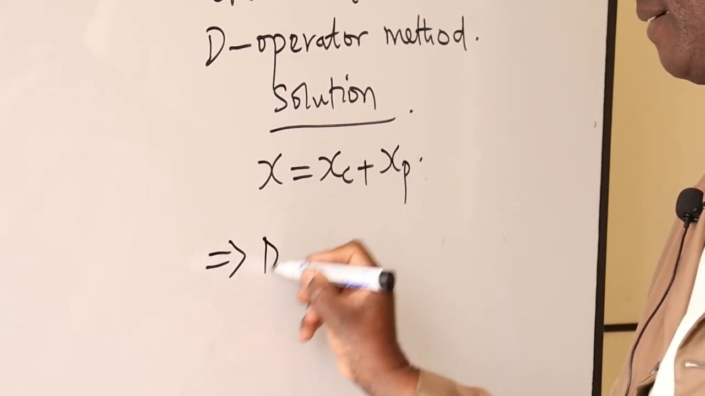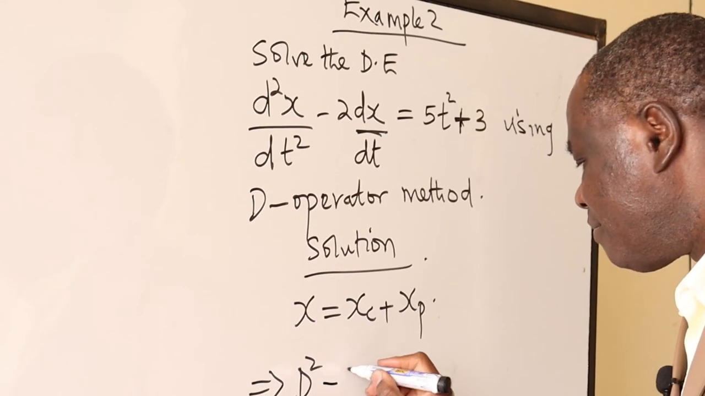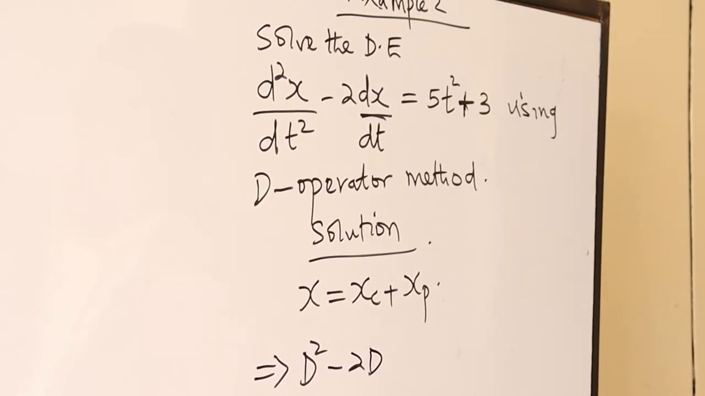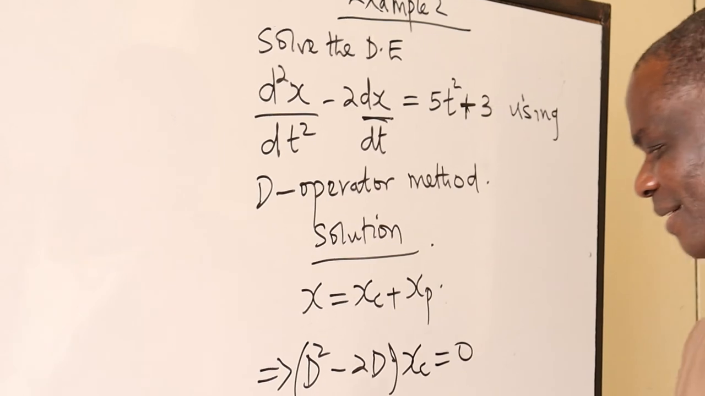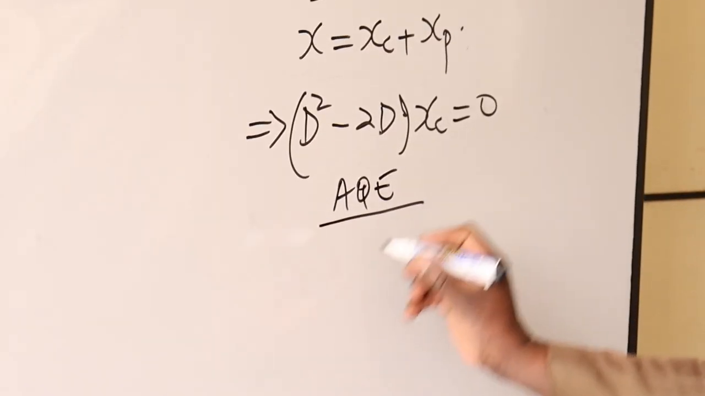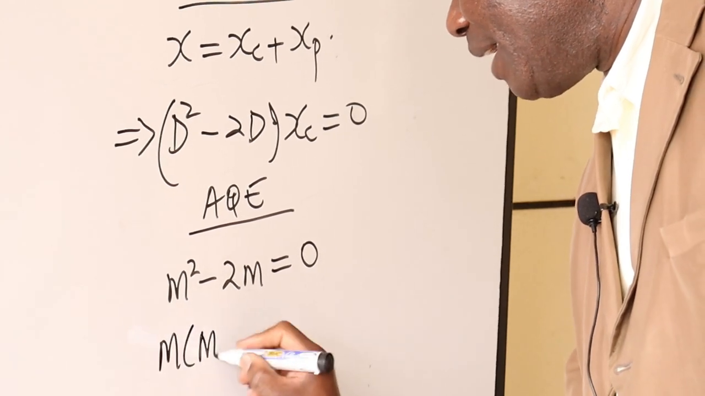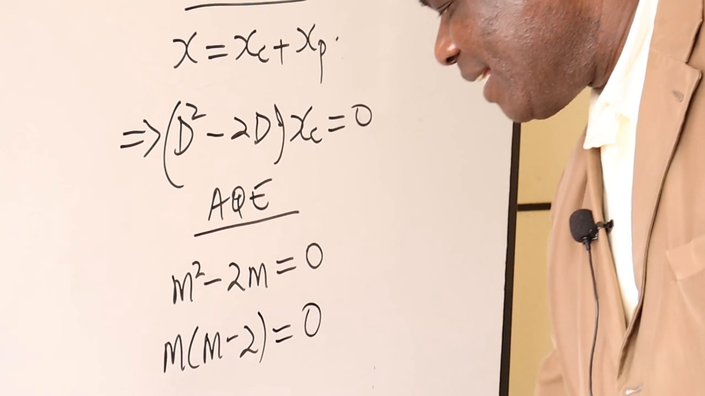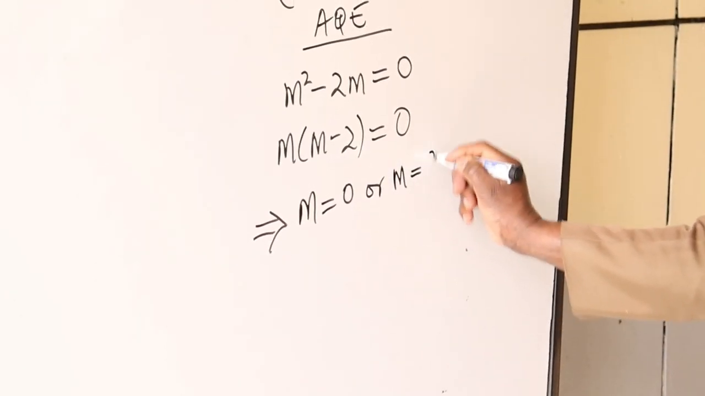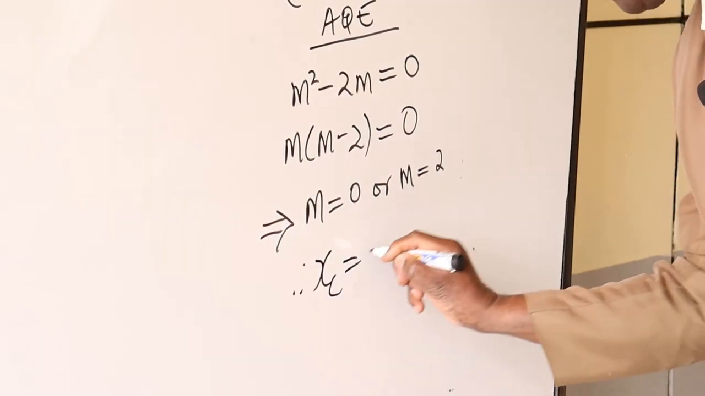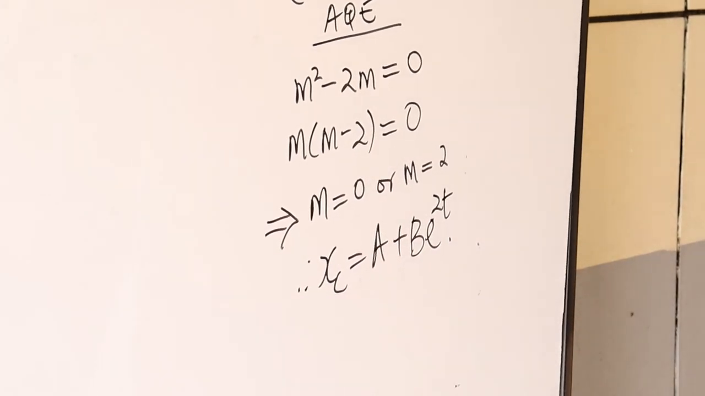This implies our d squared minus 2d into xc will be equal to 0. So the auxiliary quadratic equation, m squared minus 2m will be equal to 0. m into m minus 2 should be equal to 0. This implies m is equal to 0 or m is equal to 2. Therefore, xc will be equal to a plus b exponential 2t.